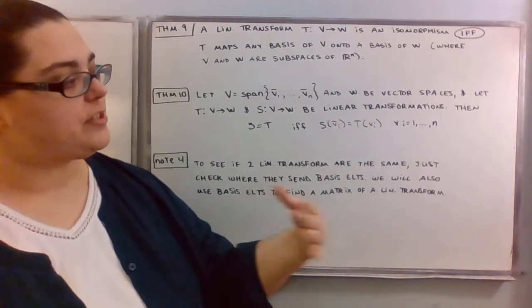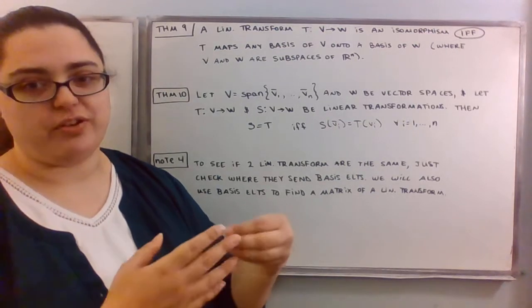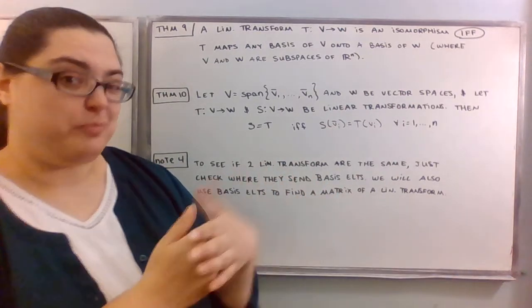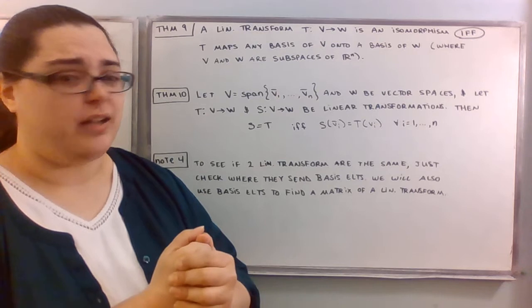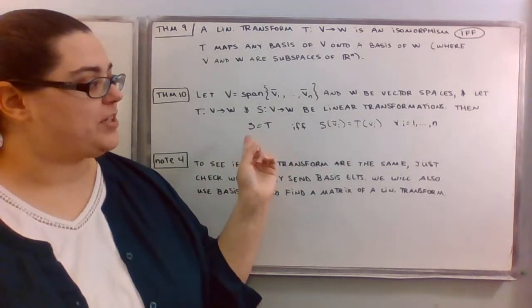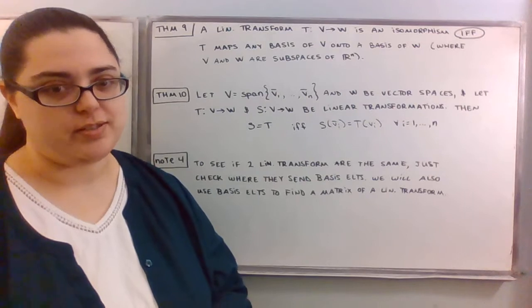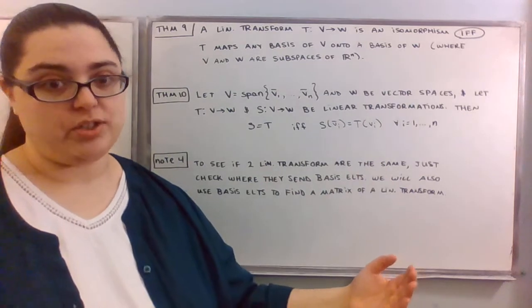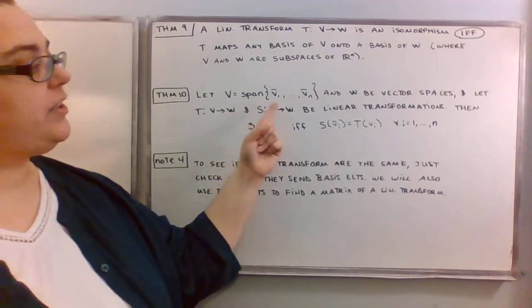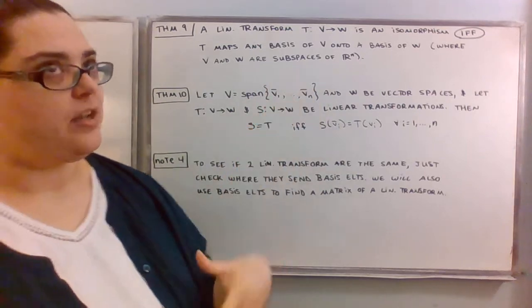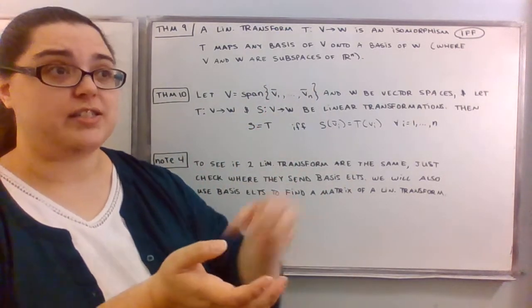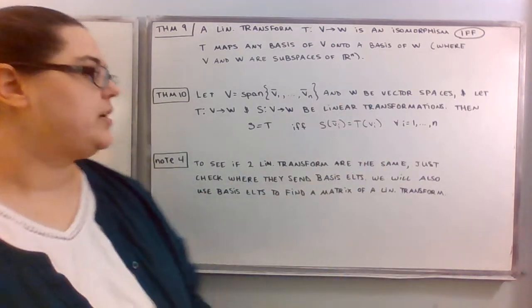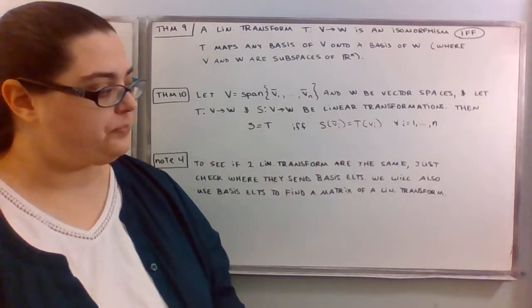You don't have to check every single vector. If you check to make sure that each of those spanning elements gets sent to the same place, or ideally each of those basis elements gets sent to the same place by those two transformations, then those are the same linear transformations. This is because linear transformations preserve linear combinations. The span is a linear combination of those defining elements. So if those defining elements get sent to the same place, linear combinations of those same objects are going to get sent to the same place. That's why we only need to check those.